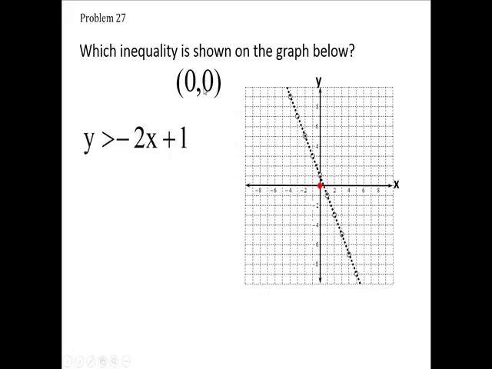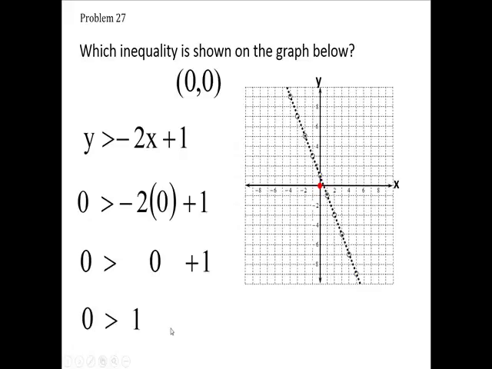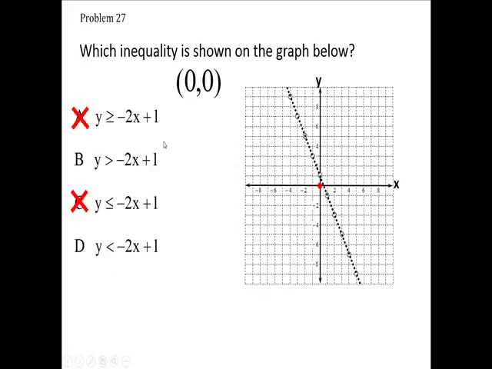The 0, 0. Put 0 in for y. You'll have negative 2 times, what are we going to put in for x? Negative 2 times 0. So we're getting 0 is greater than, this is 0, plus 1. We're saying 0 is larger than 1, and no, that's just not true. So that eliminated answer B. Answer B can't be true. So we've just crossed this answer off.